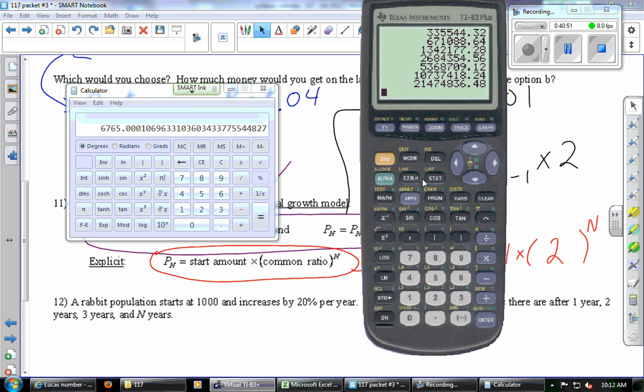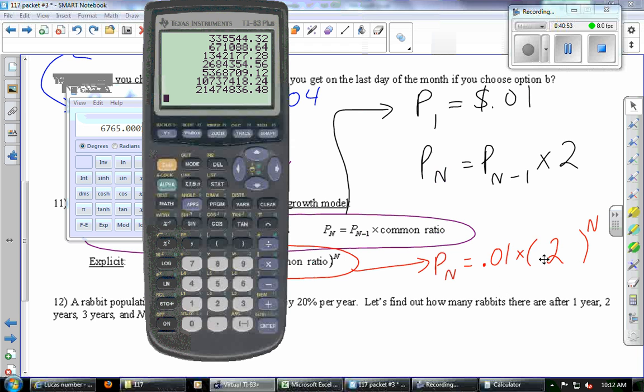Where's our calculator? Here. Okay, I'm going to type this formula in, 0.01 times parentheses 2 parentheses. Here's the power button on my calculator. How much was n in our month example? It was 31. There's 31 days. I'm going to put 31 right there. That was a whole lot easier than hitting the enter key over and over and over again.